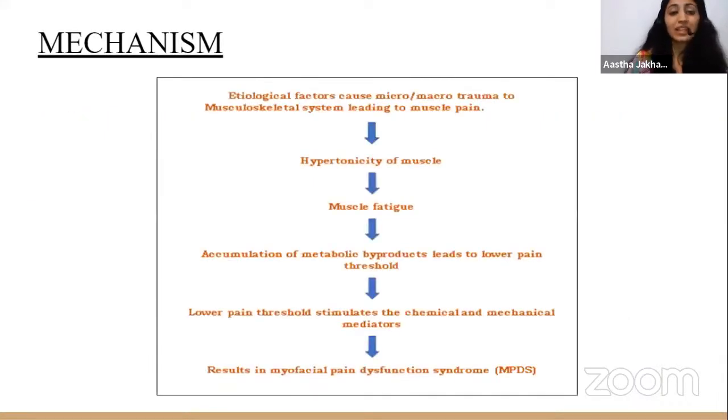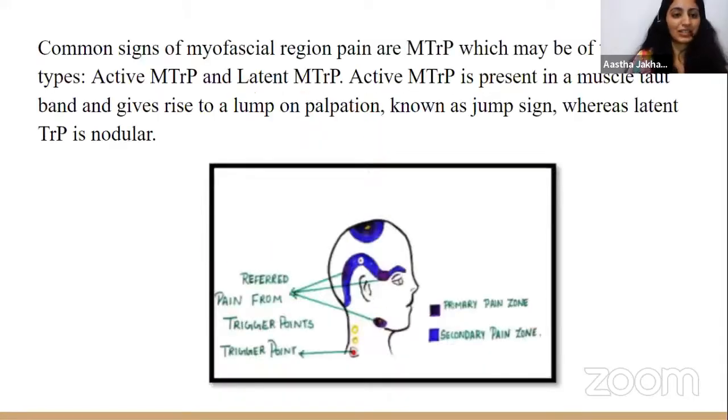So next we have the mechanism. We can have various types of etiological factors like the micro and macro factors like severe bruxism. Then we have the stress, anxiety that can cause certain musculoskeletal changes leading to muscle pain. Along with it, it can cause the hypercontraction of the muscle leading to muscle fatigue, accumulation of the metabolic byproducts that can lower the pain threshold and ultimately stimulating certain chemical and mechanical mediators that can cause MPDS.